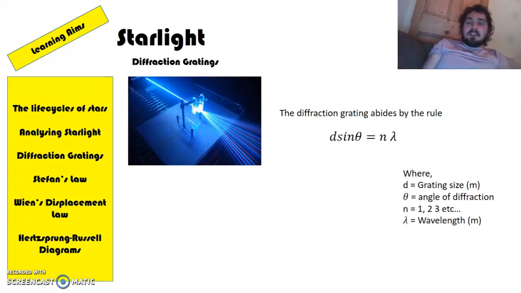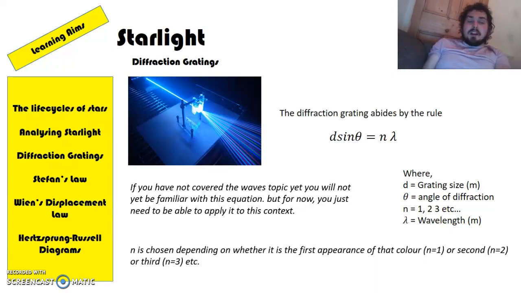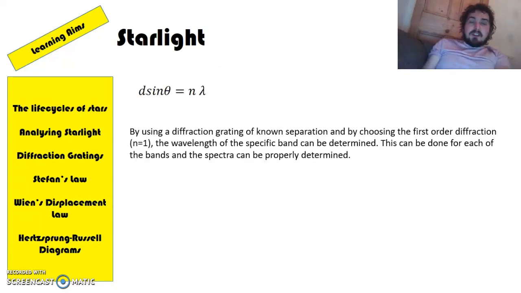So n equals 1 if it's the first, 2 if it's the second, 3 if it's the third, etc. And then lambda is the wavelength. So the greater the lambda, the greater the value of sine theta. Right, there you go. So if you've not covered the wave topics yet, you won't be familiar with that, but you'll just have to accept it.